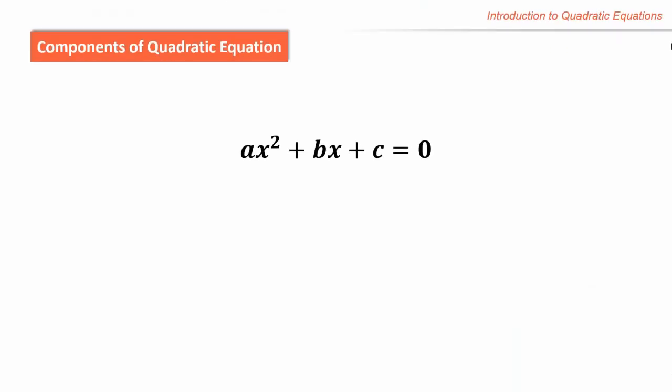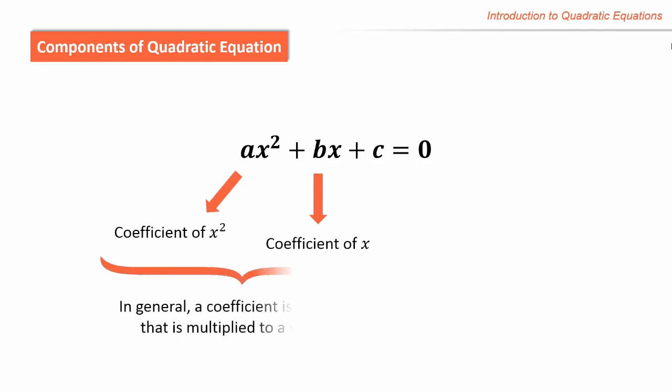Next, let us look at the quadratic equation in greater detail. We know that x is called the unknown or the variable. How about these other quantities? Do they also have a name? Indeed they do. a is simply called the coefficient of x squared. b is called the coefficient of x.